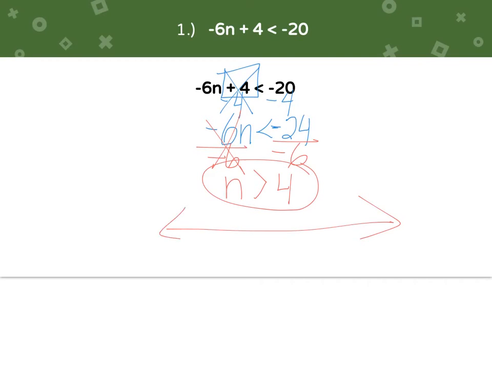Draw the number line. We have a 0 and a 4. Draw your circle at the 4. Because it's not equal to it, it is only greater than, it's going to stay an open circle, and the arrow is going to go to the right. The answer is an open circle at 4 with the arrow to the right.